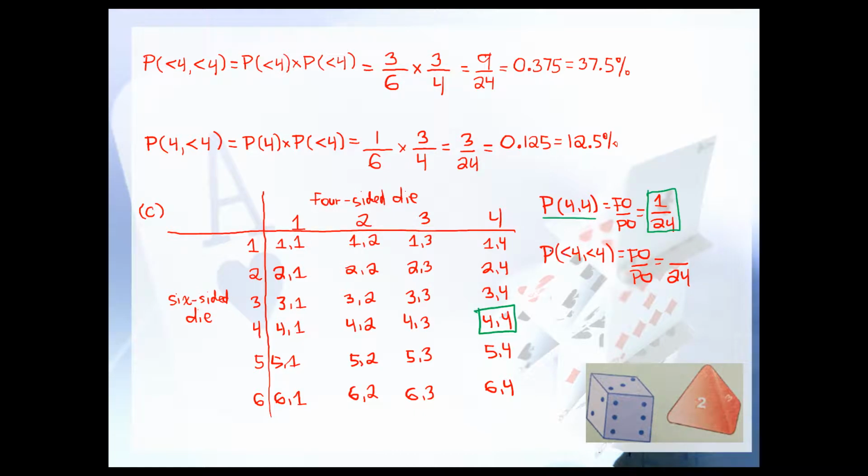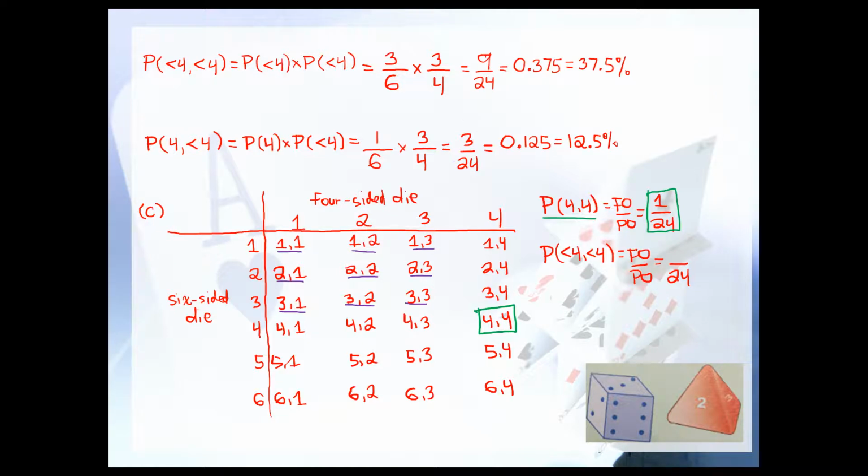Now let's look at all the different table entries that would have numbers on each die that are less than 4. So that would be 1,1; 1,2; 1,3; 2,1; 2,2; 2,3; 3,1; 3,2; 3,3. Basically, if we need to have less than 4 on each die, we cannot have any combination that has a number that's 4 or bigger. So the rest of the table would not fall into that category. How many of these gave me an outcome where I had less than a 4 on each die? Well, that was 9 out of 24.